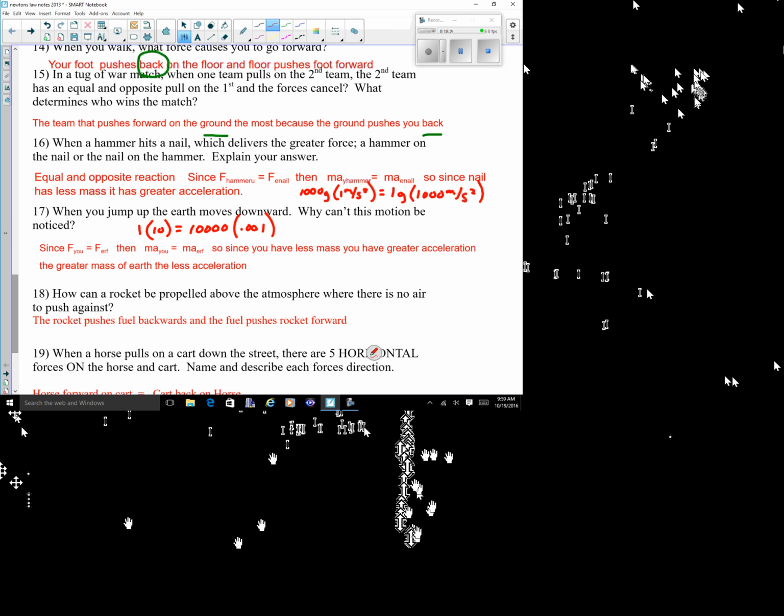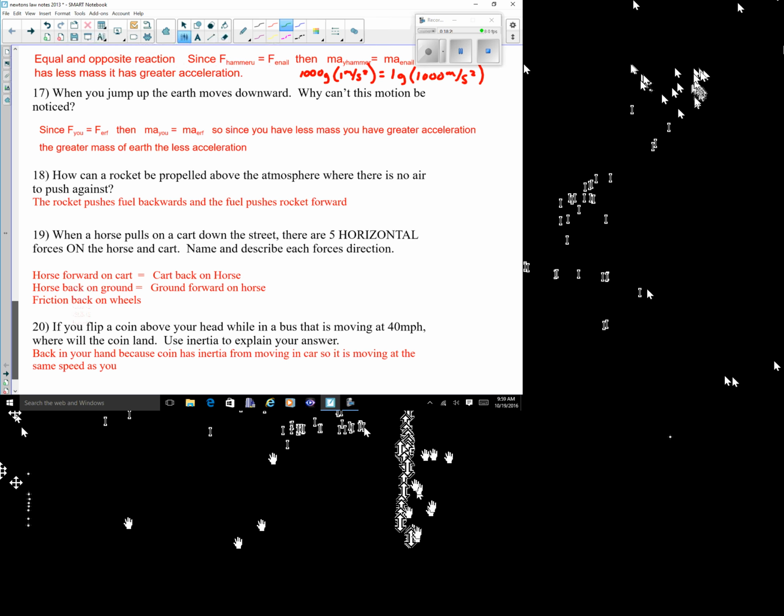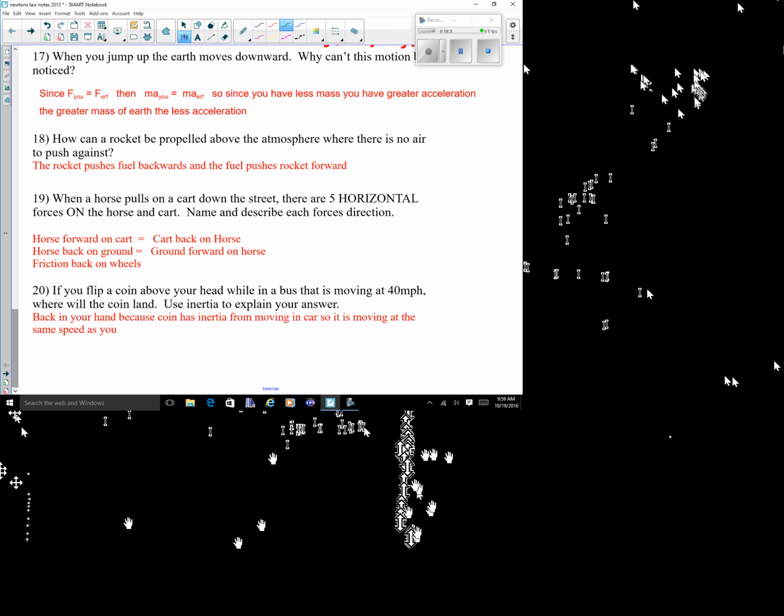Number 18. How can a rocket be propelled above the atmosphere where there's no air to push against? Well, guys, the rocket doesn't push against the Earth. The rocket doesn't push against the air. It's the fuel in the rocket that pushes against itself. So let's talk about what happens here. Okay, well, here's your rocket, and you got some fuel in here. Well, what happens is the action is the rocket pushes the fuel down.